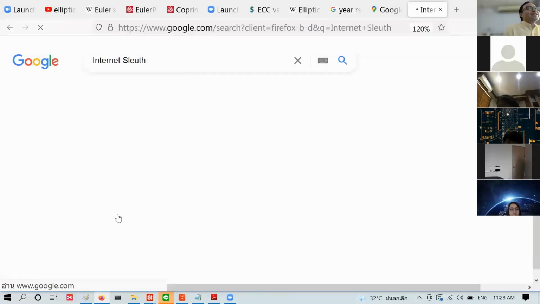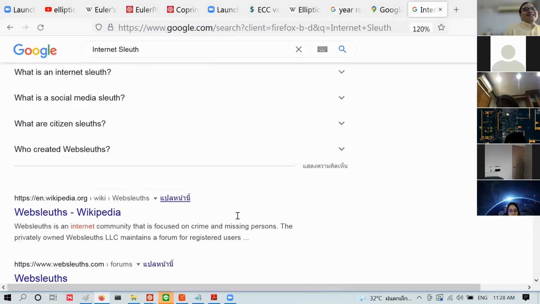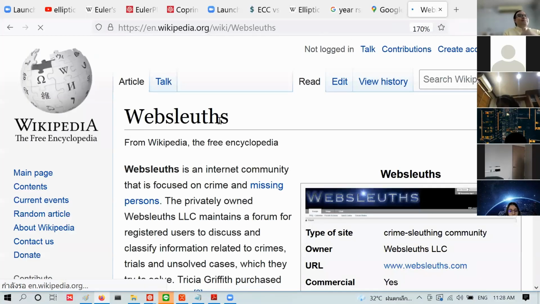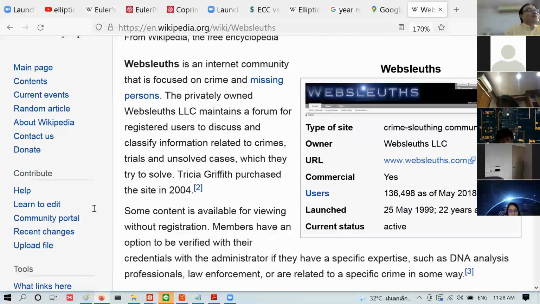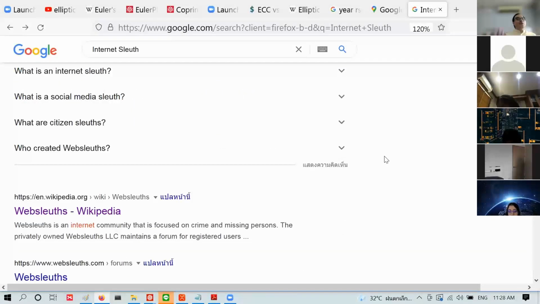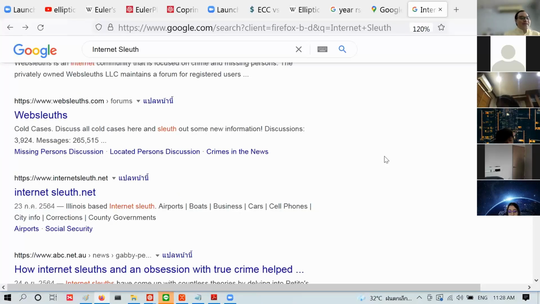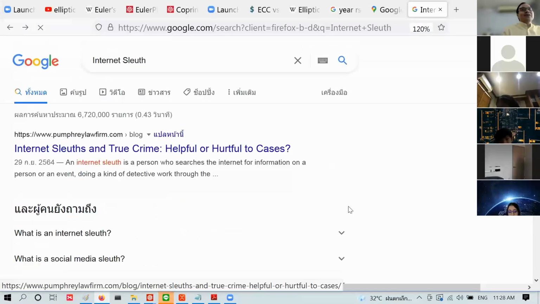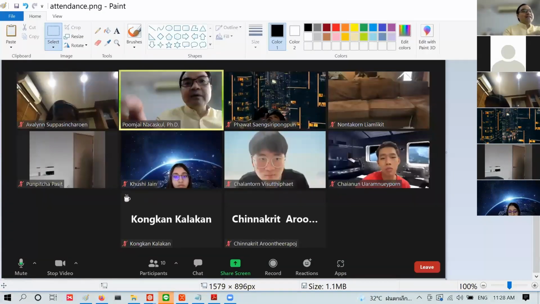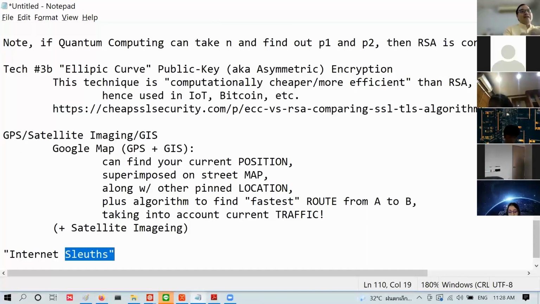So this is sort of like a web sleuth. That's a good word. It's sort of like people who are, well, this is a particular website, so I don't want that. Internet sleuth is sort of like an internet community coming together, pitching in, to solve crime.